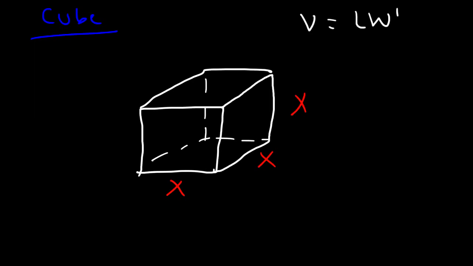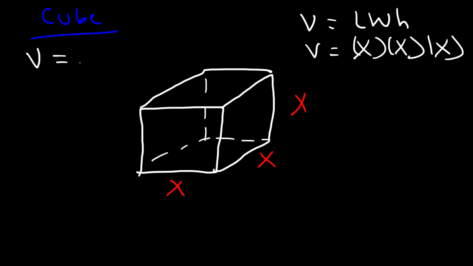So here we have a rough sketch of a cube. And what do you think the volume and the surface area of a cube is going to be? Well, let's say the side length is x. Just like a rectangular prism, the volume is going to be length times width times height. So it's x times x times x. So the volume of a cube, it's x cubed, where x is the side length.